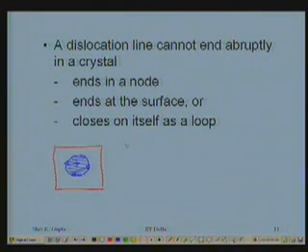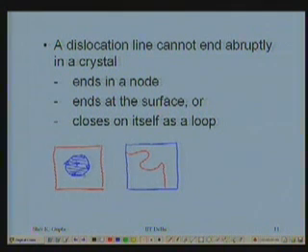Let's say now when the dislocation ends on a surface like this, let me say this is the slipped part of the crystal, and that's the unslipped part. A clear-cut demarcation between the two parts of the crystal.